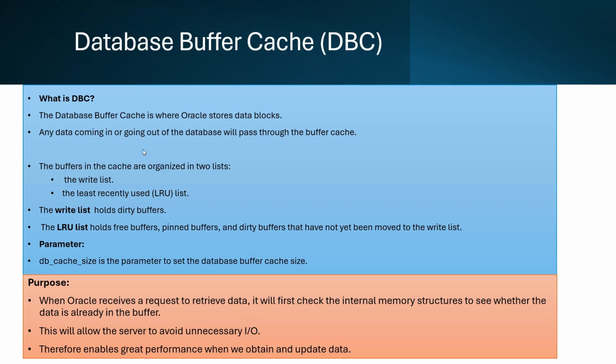So the purpose of this buffer cache is this: when Oracle receives a request to retrieve data, it will first check the internal memory structures to see whether the data is already in the buffer or not. This process allows the server to avoid unnecessary IO. It need not read the data file again and again when the data is available in the buffer cache. Therefore, this enables great performance when we obtain updated data. This plays a major role in your database performance. So this is the buffer cache.